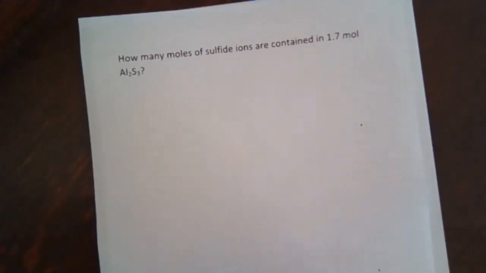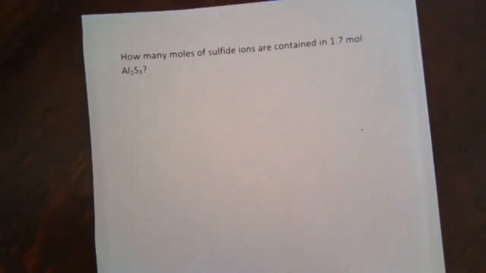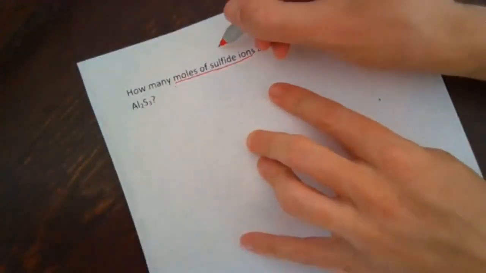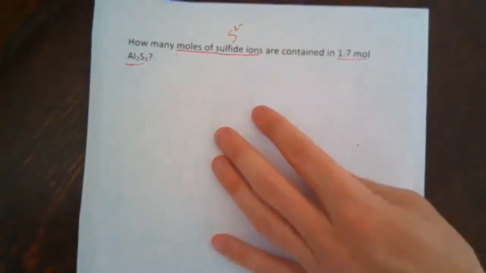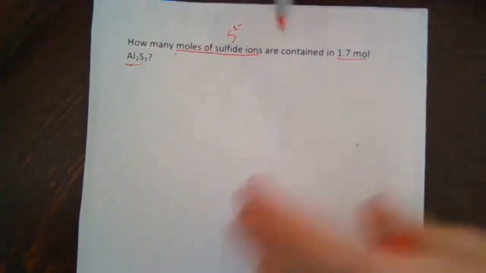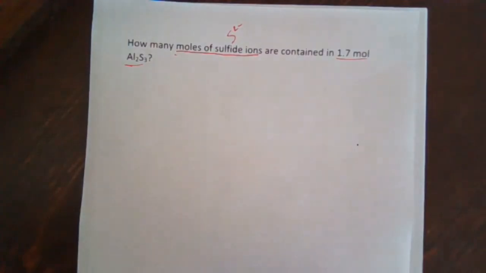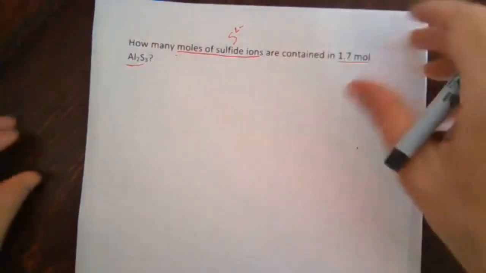How many moles of sulfide ions are contained in 1.7 moles Al2S3? Right, so what we're after is moles of sulfide ions. And what we have is 1.7 moles of the compound. This would be similar to asking moles of atoms. They're just ions because that's an ionic compound. Aluminum's a metal, sulfur's a nonmetal, and sulfide is 2 minus. And so really what we're looking at is we're going from moles of Al2S3 to moles of sulfide. Let's write that out.